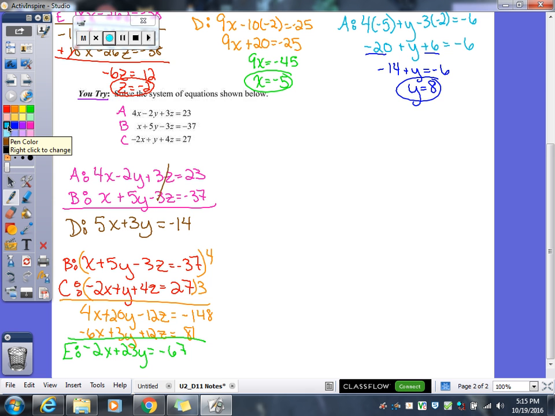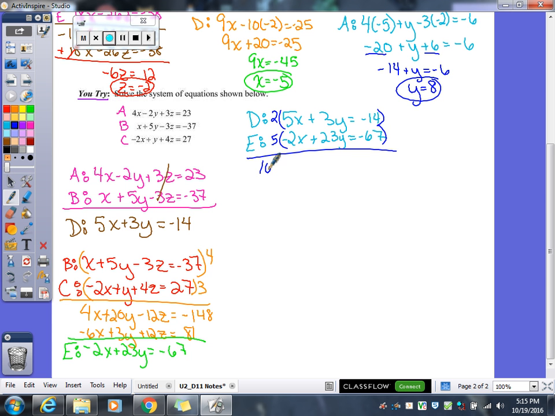So I'm going to line those up because those are kind of all over the place. D is 5x plus 3y equals negative 14. E is negative 2x plus 23y equals negative 67. So I'm going to eliminate my x's. Got one positive, one negative. It makes it a little easier. Let's multiply that times 2, this one times 5. So I have 10x plus 6y equals negative 28.